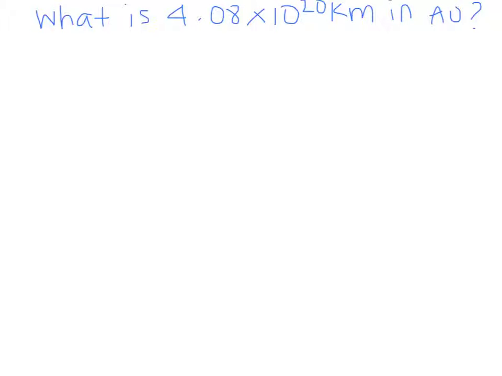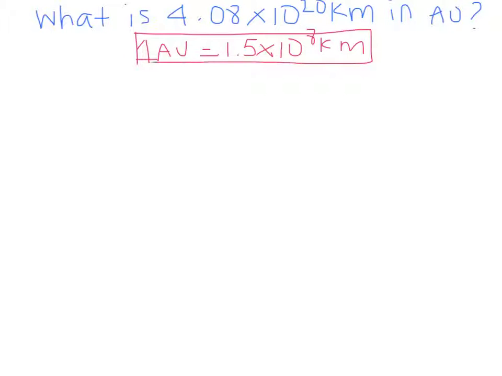Next question, what is 4.08 times 10 to the 20 kilometers in astronomical units? Again, the first thing that we do is we try to find the conversion factor. The conversion factor is 1 astronomical unit is equal to 1.5 times 10 to the power of 8 kilometers. What is the unit that we don't know? The unit that we don't know is astronomical unit. So the unit that we don't know, we're going to write at the top. So this goes at the top, and this goes at the bottom.